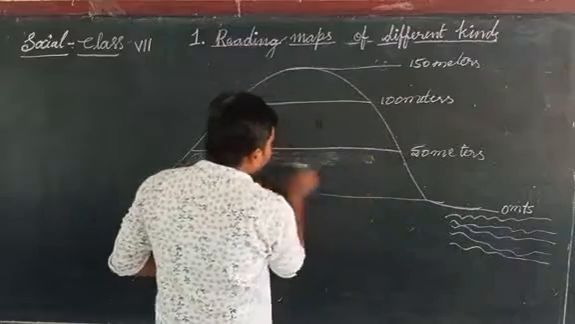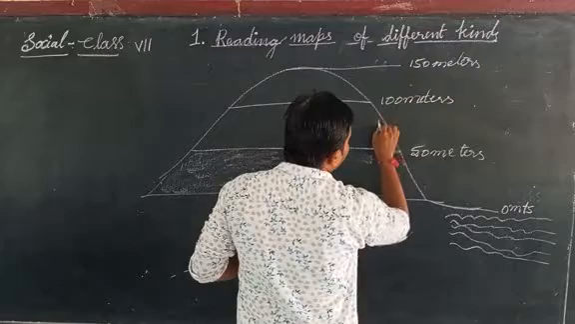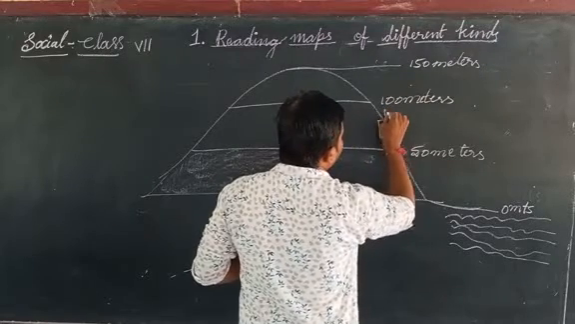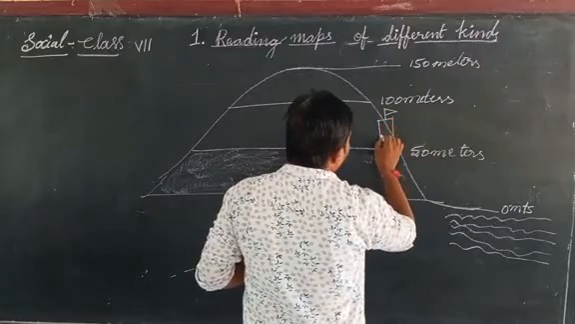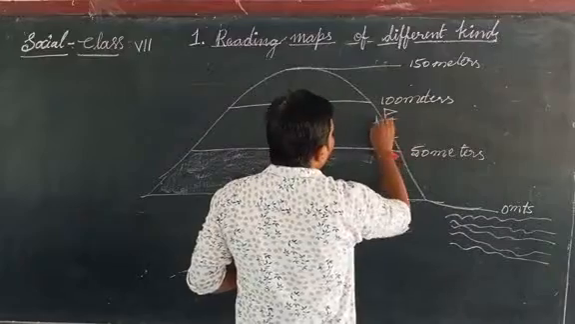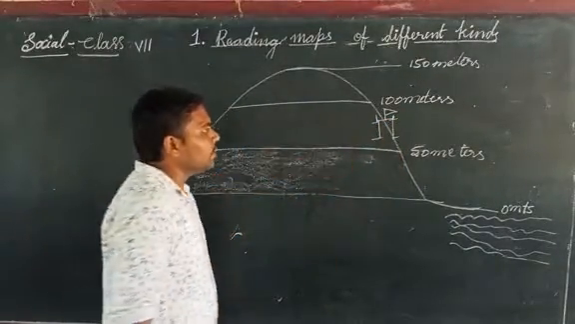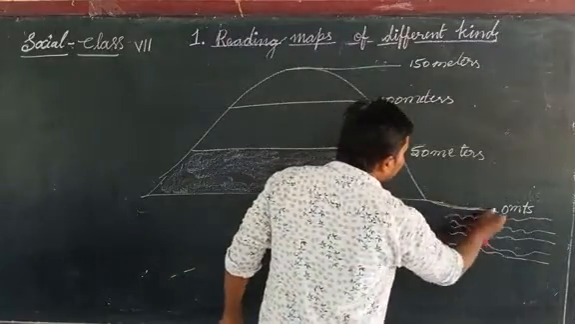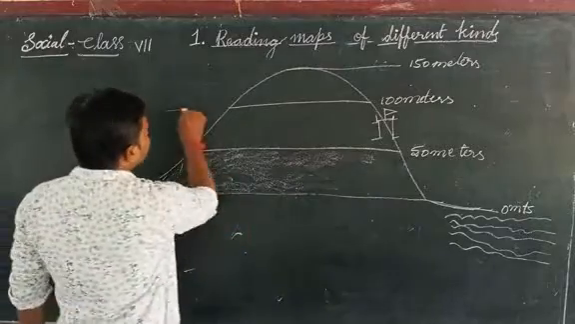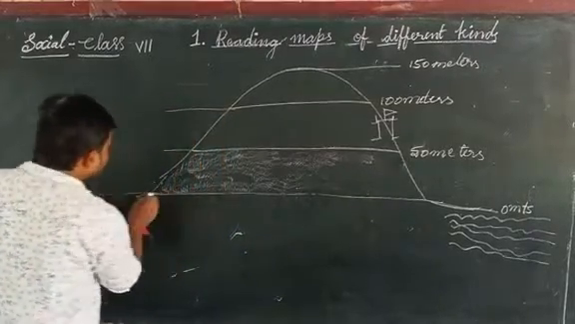Okay, suppose it is having a temple at this place. How can you measure the height of the temple according to the ground level? With the help of contour lines. These are the contour lines. If you see, this is the contour line.